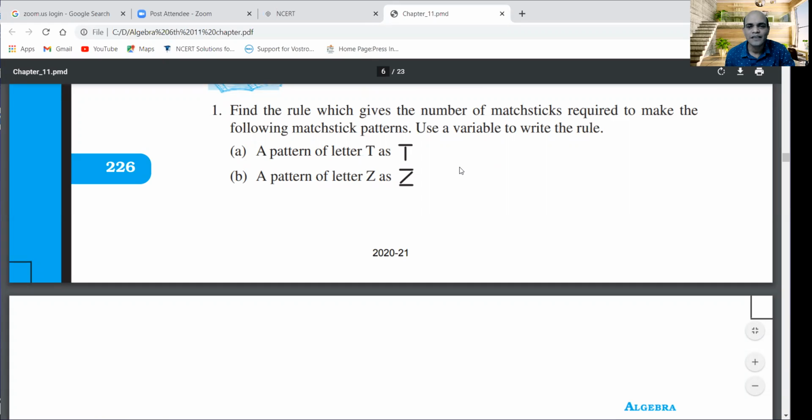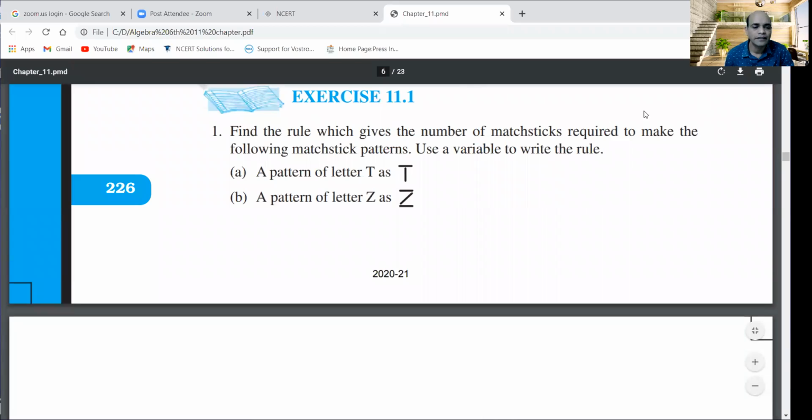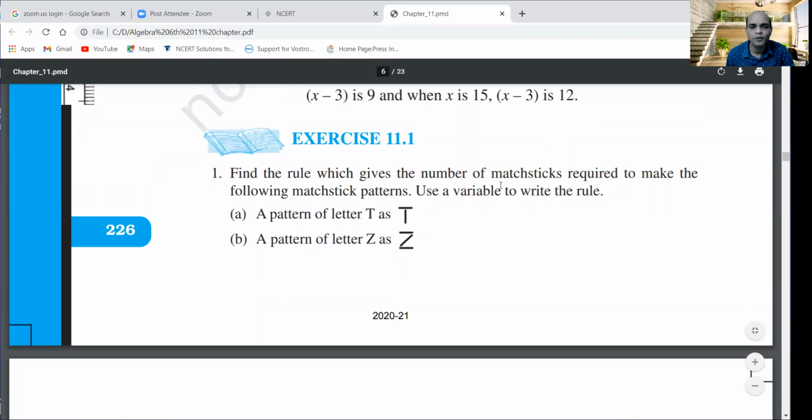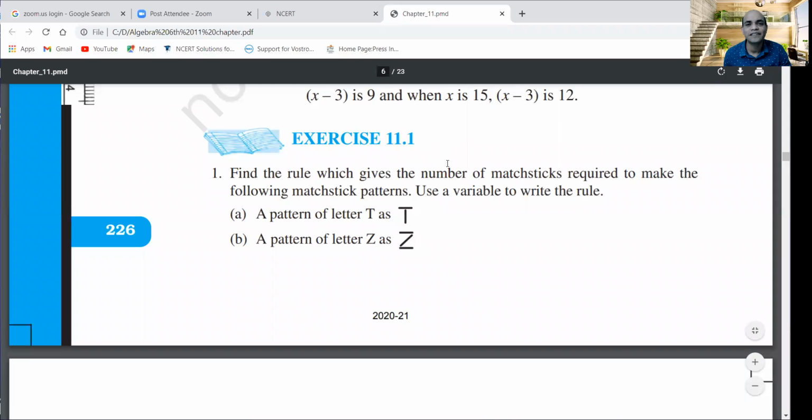Yes, last class we discussed the fundamentals of algebra, and this class we're going to discuss exercise 11.1. In this class we're going to discuss the questions of exercise 11.1.